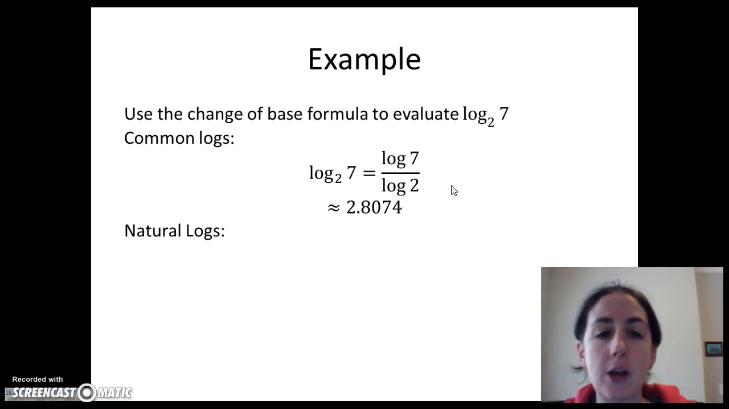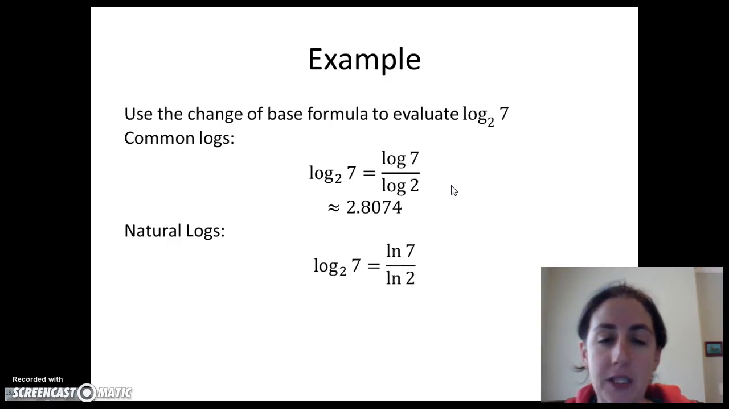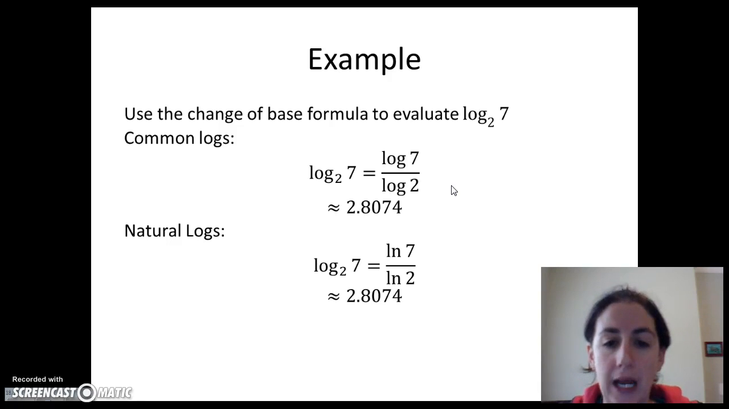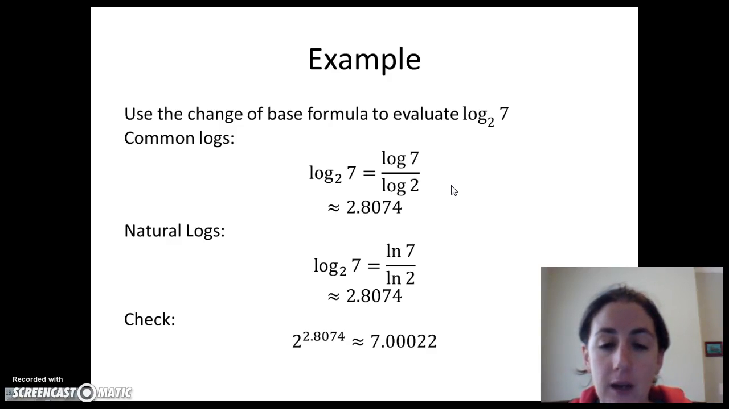Or we could turn it into natural logs. Log base 2 of 7 would be the natural log of 7 divided by the natural log of the original base 2. Again, put that in your calculator and you'll notice you get the same 2.8074. You can do a quick check too, because that's the exponent. 2 raised to the 2.8074 gives you approximately 7.00022. Now it doesn't give you exactly 7 because we rounded these answers, so this is going to be a decimal approximation.